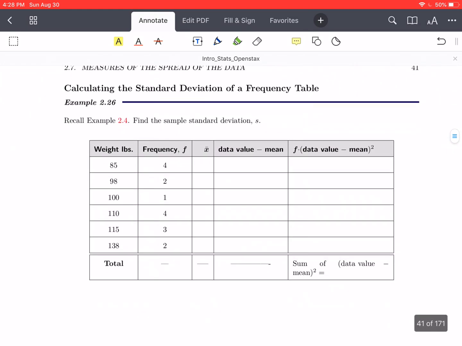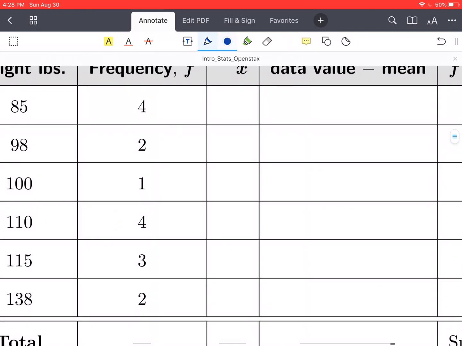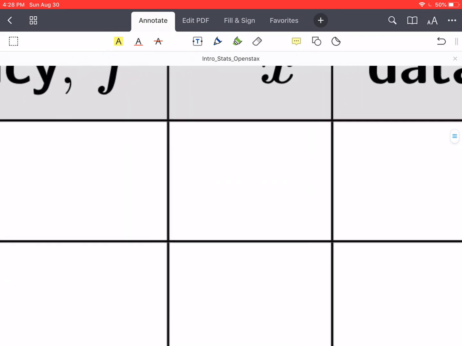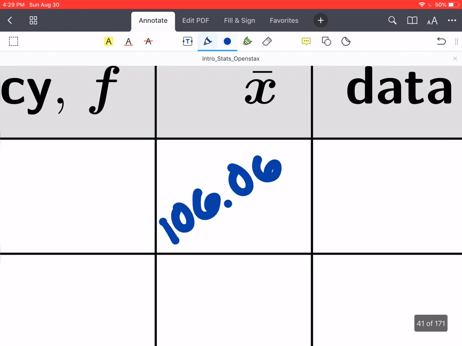Now for calculating standard deviation of a frequency table, we're not going to go through the entire process because you do it exactly the same way that you did before. Let me just show you one. For x bar, we got that earlier, just a couple examples ago. The mean is 106.0625.